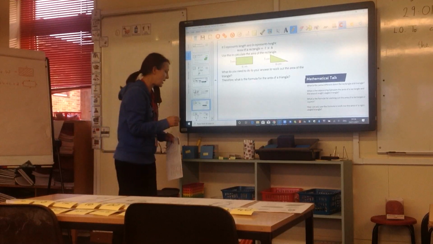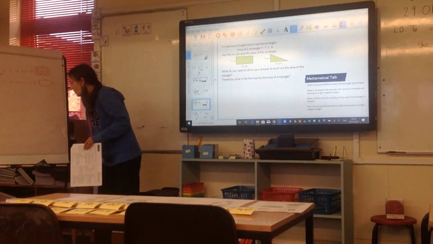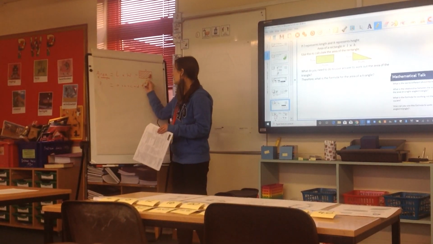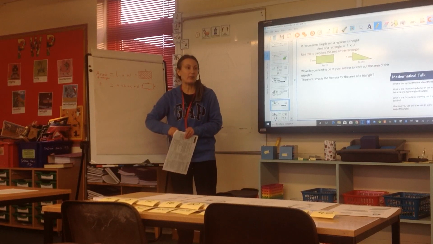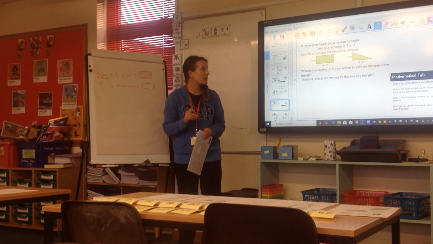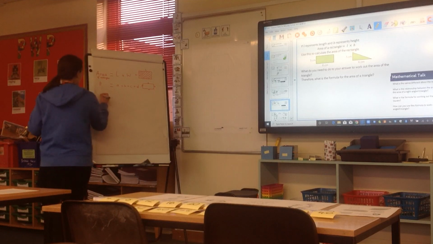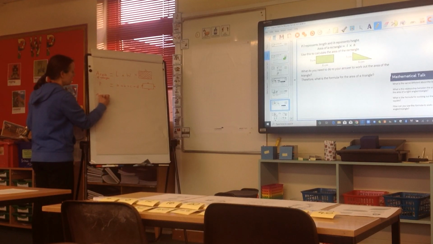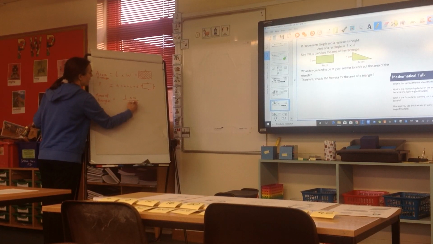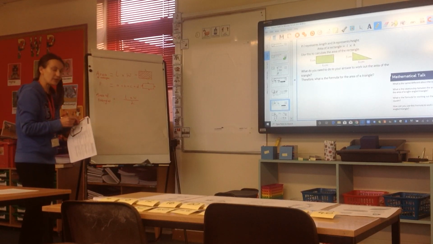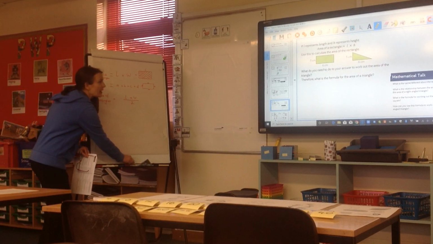So we're going to write down on our board. On our board we've got our perimeter and our area of rectangles, which we know is length times the width. So our formula for the area of a triangle would be looking like this. So area of triangles would be length times the width, but then divided by 2. Okay, so that's our formula for finding out the area of a triangle.